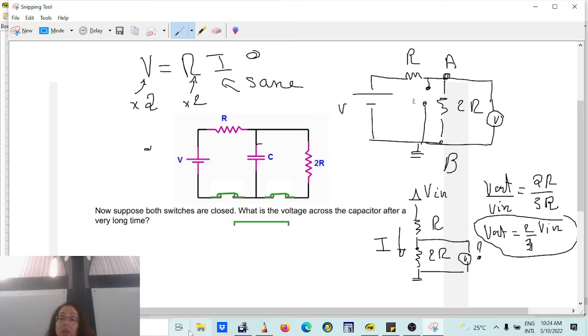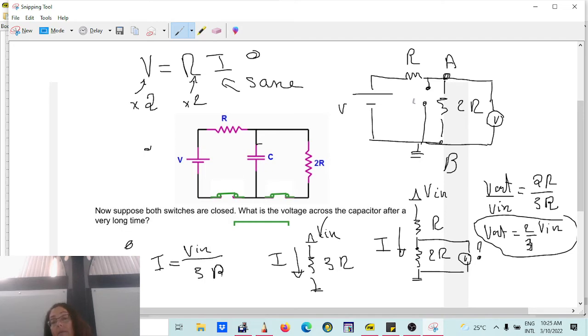Okay, you don't have to do it this way. You can do it the long way. I'm taking my time today, but you can take the long way. You can say everything happens like you are replacing everything with 3R, because they are in series. So I, the current, is V in divided by 3R. Could do it this way.